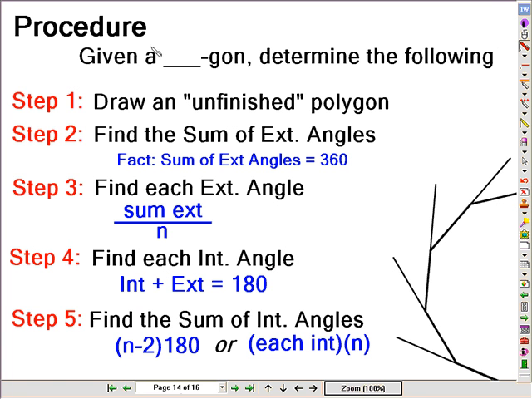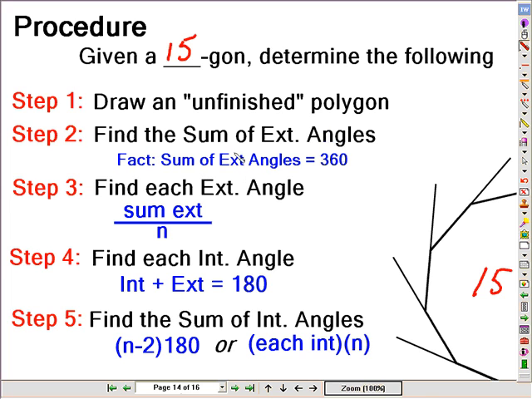So here's a procedure that will determine all of these angle measures. For this example, let's say it's a 15-gon. Given a 15-gon, determine all the following. Step 1, I would like you to draw just an unfinished polygon, because a 15-sided polygon would take too long. So just draw a few edges of a polygon and draw their exterior angles, and let's just pretend it's 15.